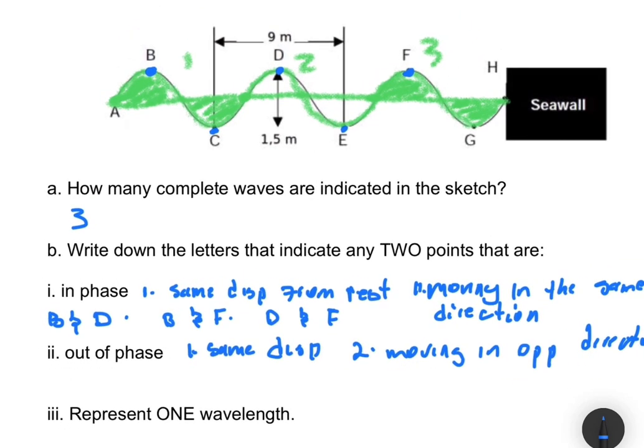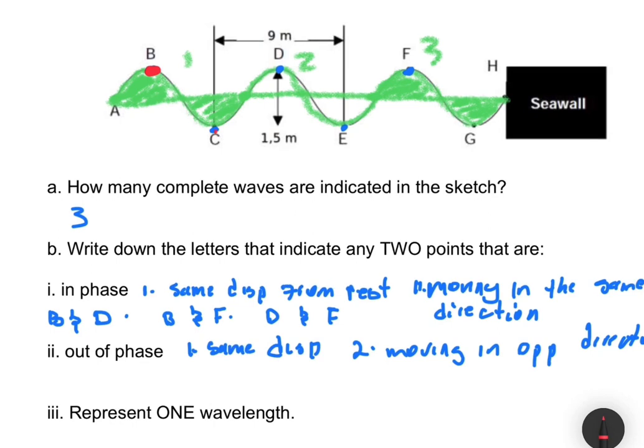So let's look at B first. For out of phase, we can say that B and C are out of phase. They have the same displacement from equilibrium, but they are moving in the opposite direction. So here we can have B and C, and then we can also have B and E, and so on and so on, right? Just like that. That's what we mean when you say 2 points are in phase or 2 points are out of phase, right?